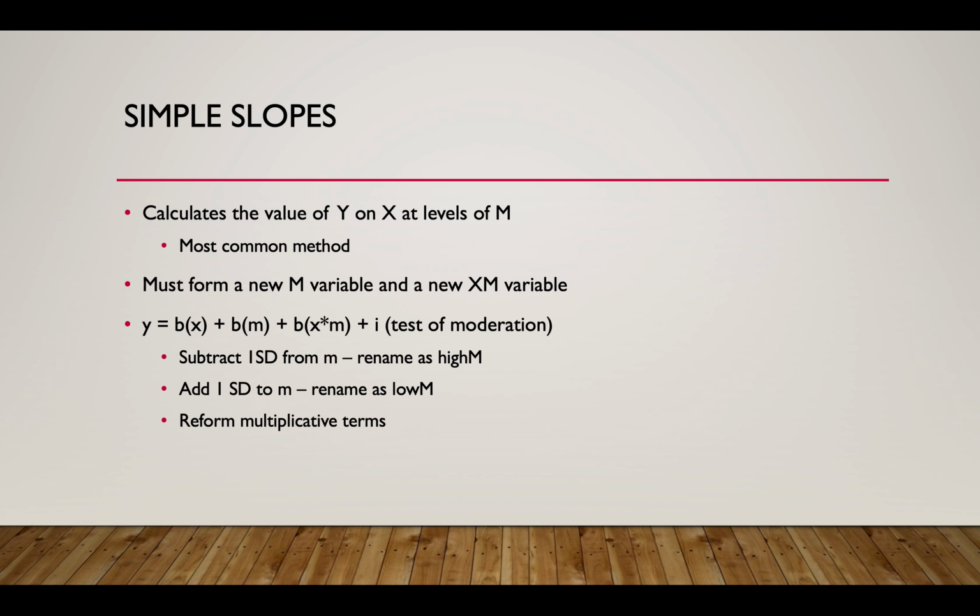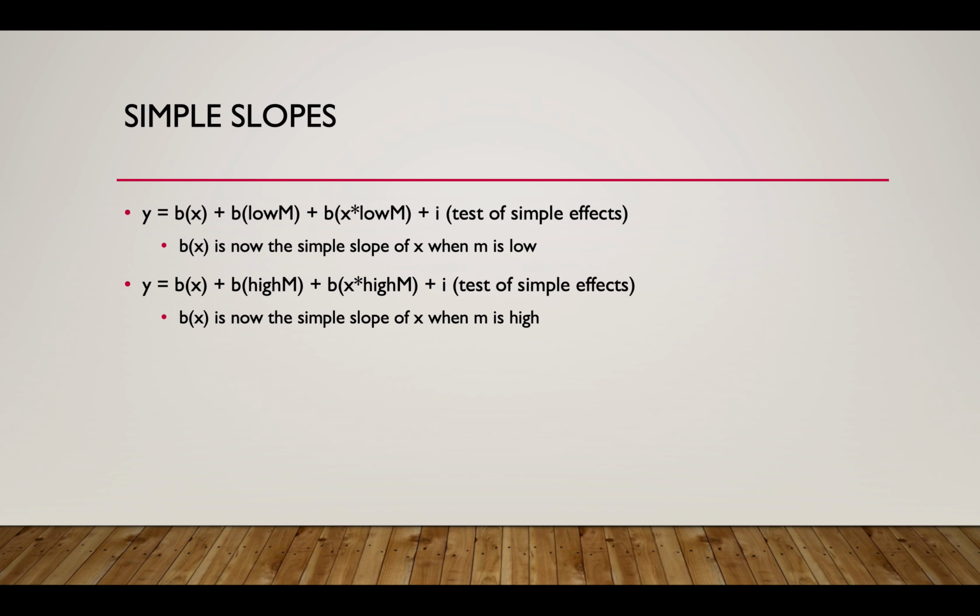You can also do a Johnson-Neyman technique for this and get the exact threshold where x becomes significant at high levels or changes at low levels of m, and then use that rather than plus or minus 1 standard deviation as your value. It's completely up to you. It works exactly the same way though. And so here's just an example of the equations where we have a test of simple slopes at low levels of m and at high levels of m.